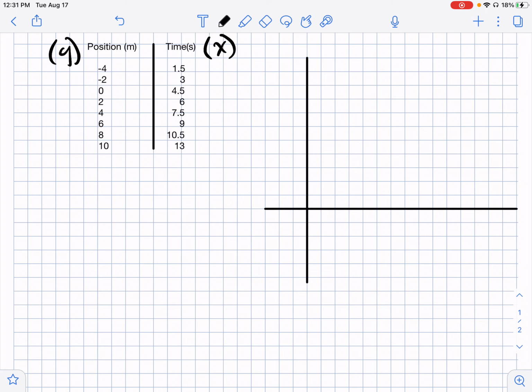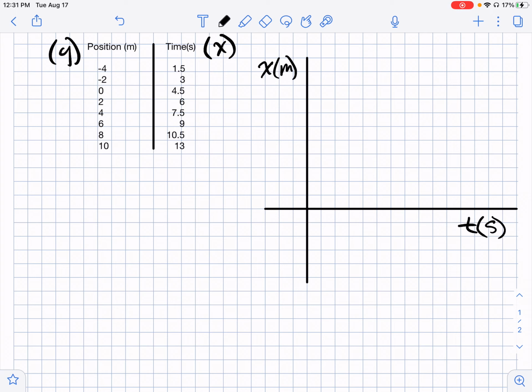So let's go ahead and label that. We'll put time, and then you always want to include the unit, so we'll have seconds. And then over here on the y-axis, we'll put our position, which is an x, and it's measured in meters.